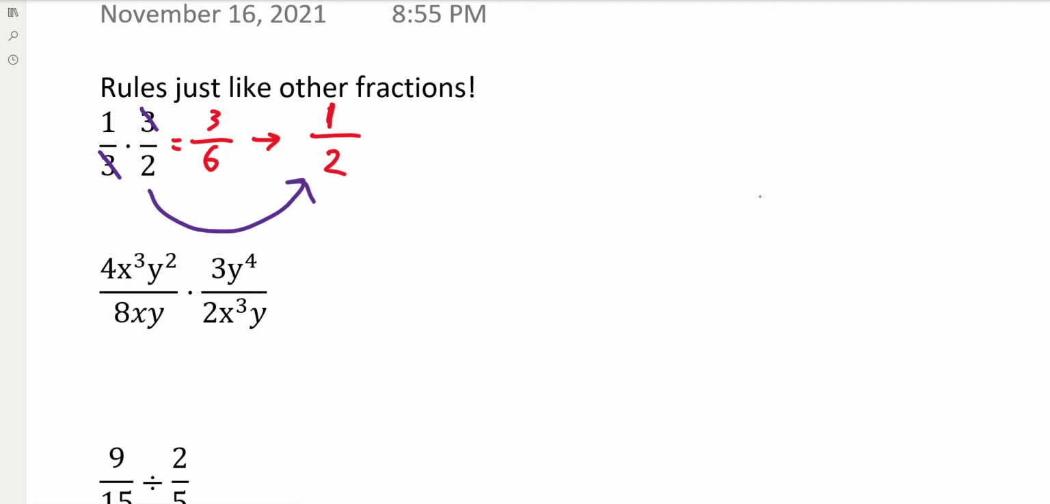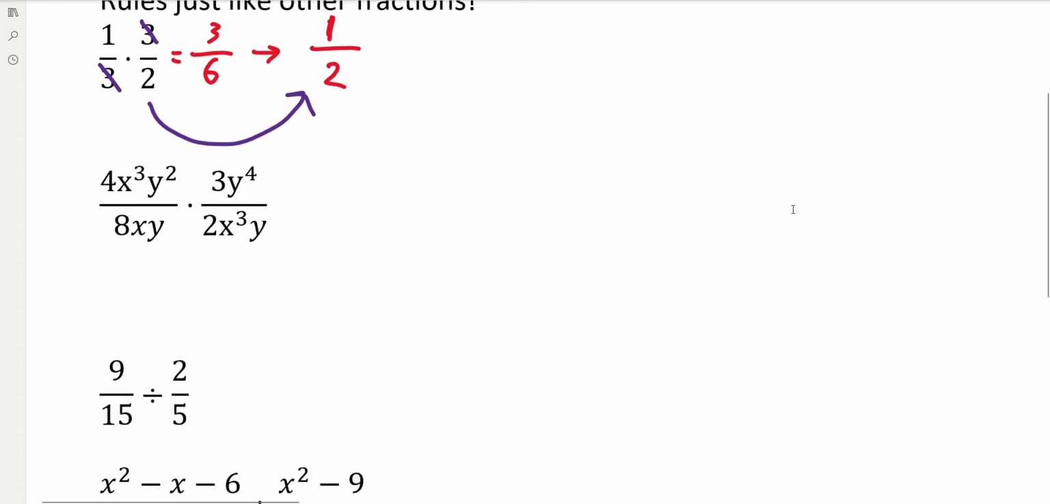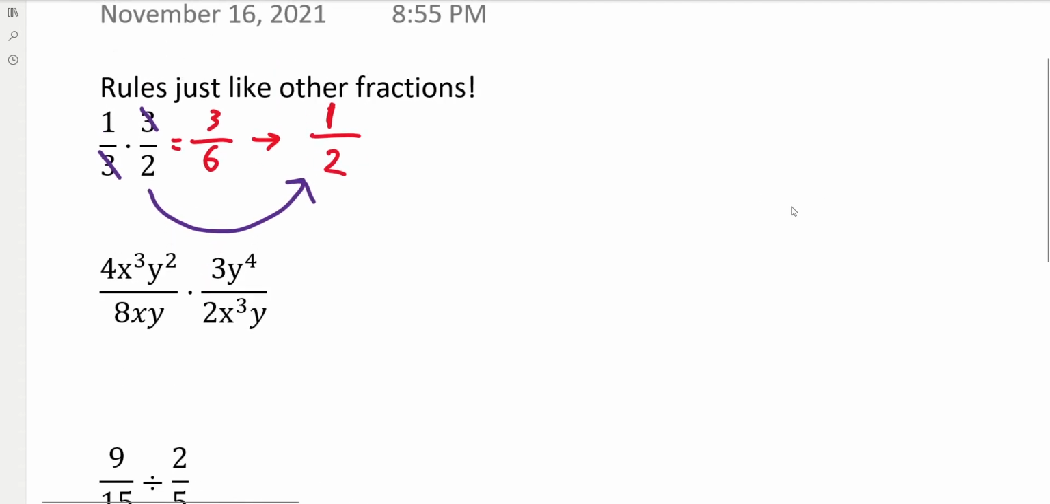Let's take a look at this next one. This is with a polynomial. So if you think you can try this, go ahead and try it. If not, take a look at what I'm going to do. First thing we're going to do is notice that there are some x's top and bottom. We could cancel, and y's top and bottom, so we could cancel right away. But let's just multiply straight across and see what we get.